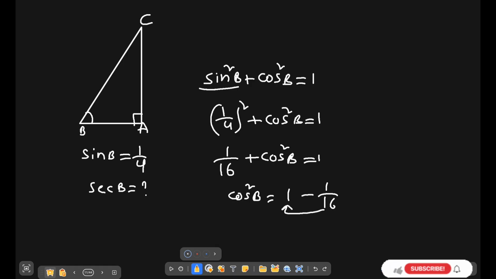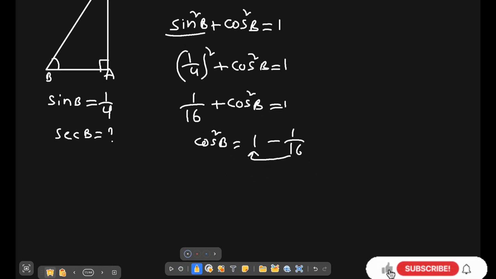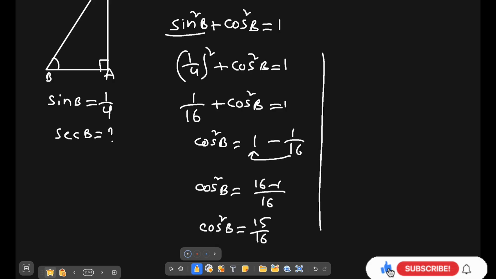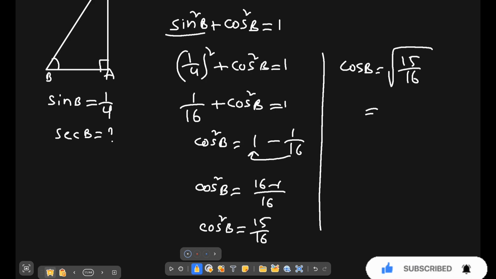Multiply with 1 here, so we'll get cos square B is equal to 1 into 16, 16 minus 1 by 16. Now cos square B is equal to 15 by 16. So cos B is equal to root 15 by 16. Now 15 will not come out of the root, but root 16 is 4. So cos B is root 15 by 4.